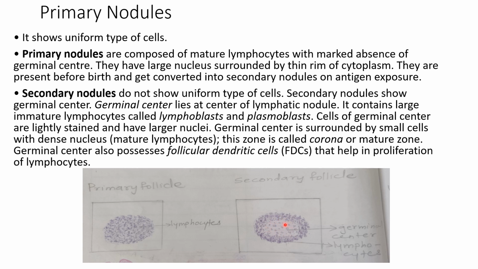So is it clear? Primary follicle means the follicle is not yet exposed to antigen. That's why all mature lymphocytes are there, and once it is exposed to the antigen, then there is appearance of germinal center.